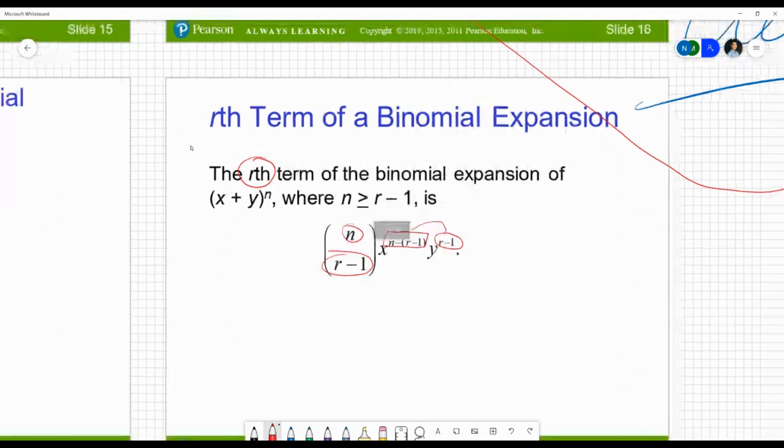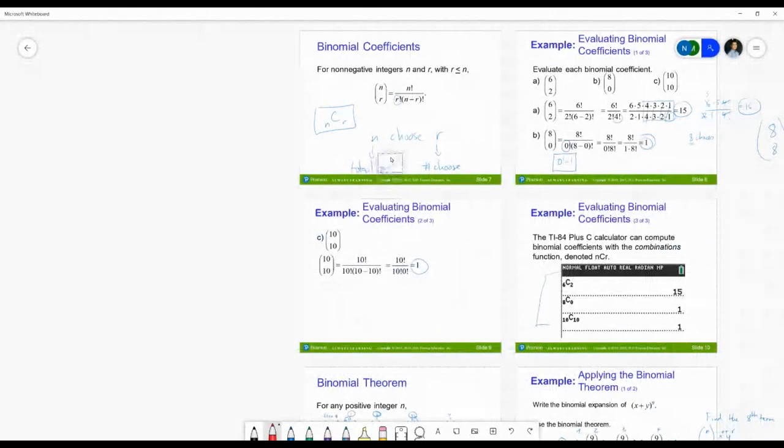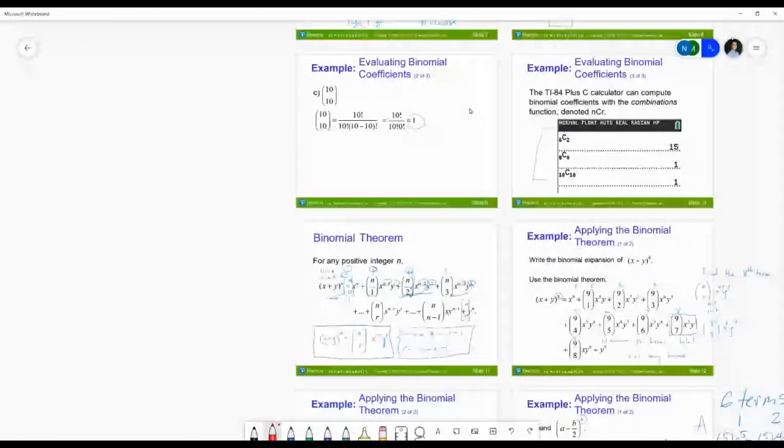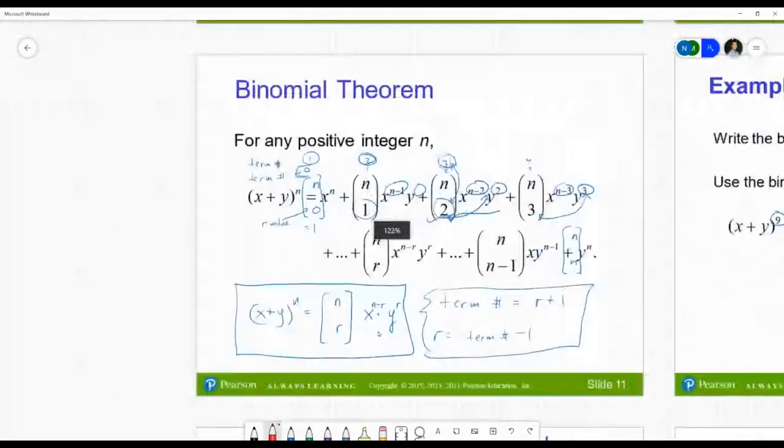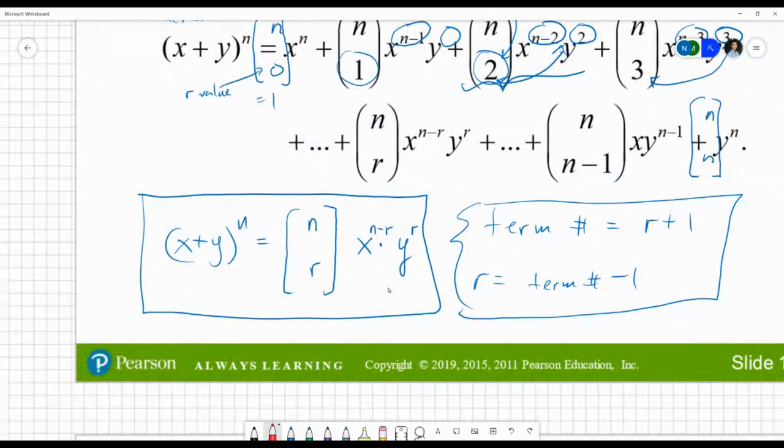Now, the way I wrote it before is a little bit cleaner, I guess. I gave you, where is it? This one. So this one is the same formula as the one below. But here, the r is the term minus 1. Since I'm talking about the term number, you just take r plus 1. So it's the same thing.